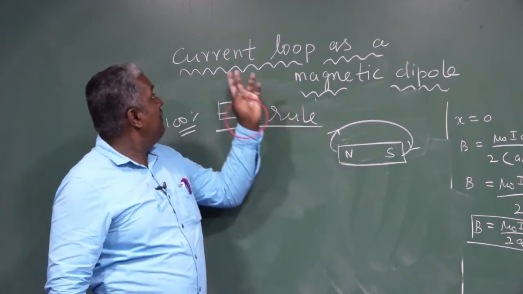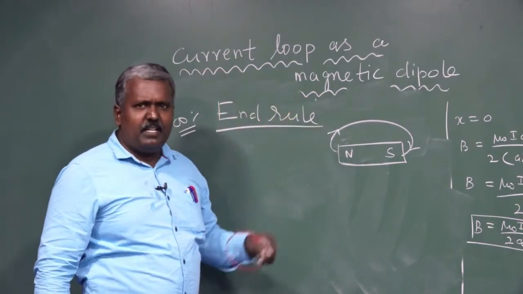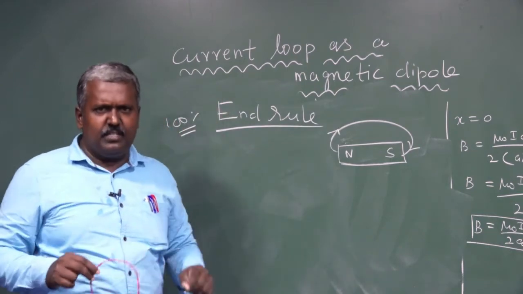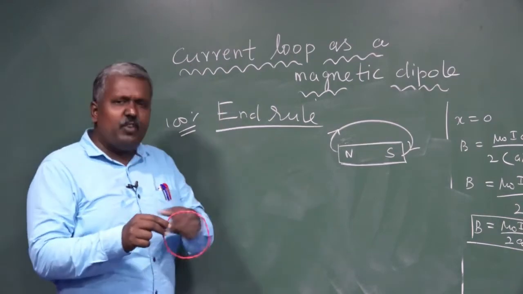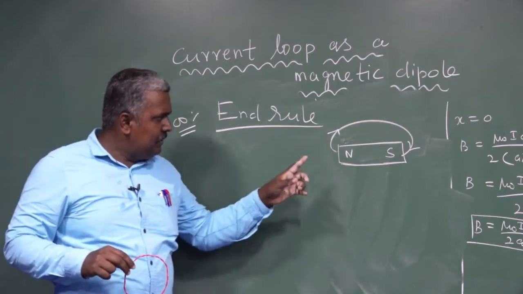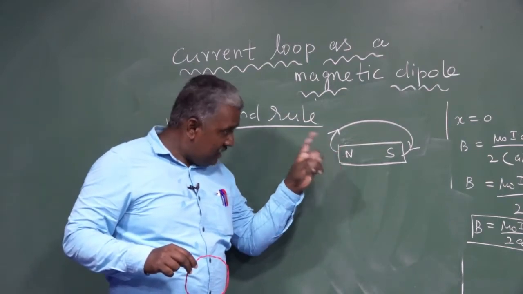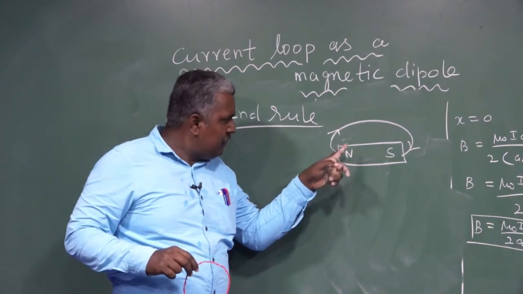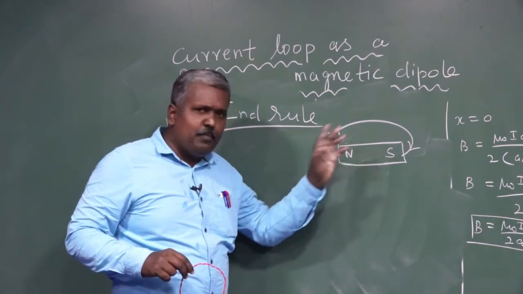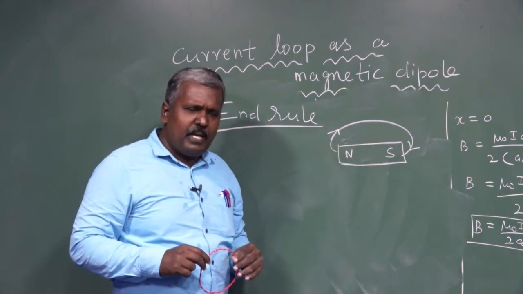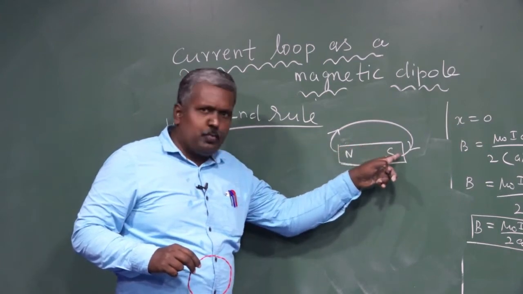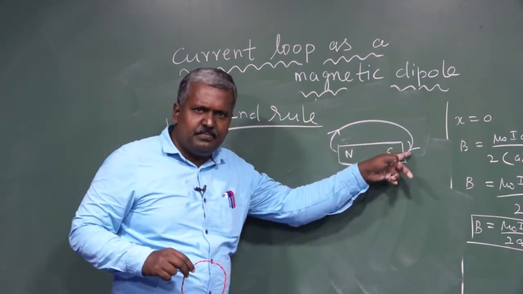Already told you, current loop as a magnetic dipole, correct or not? So the current loop acts as a bar magnet, with current flowing through it. That is important. Current loop means current flowing through it. Similarly, a bar magnet contains 2 poles, north and south pole. That is called a magnetic dipole or bar magnet. The field starts from the north pole and ends at the south pole.